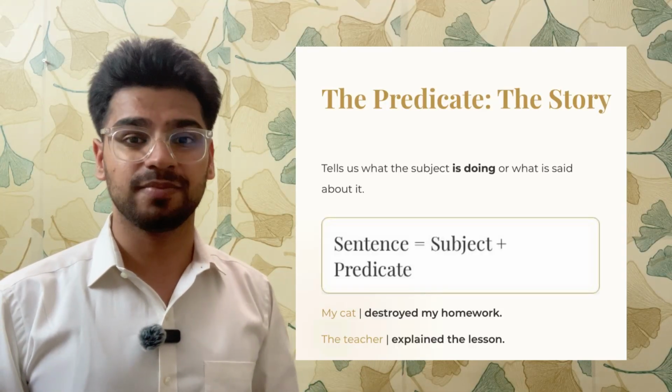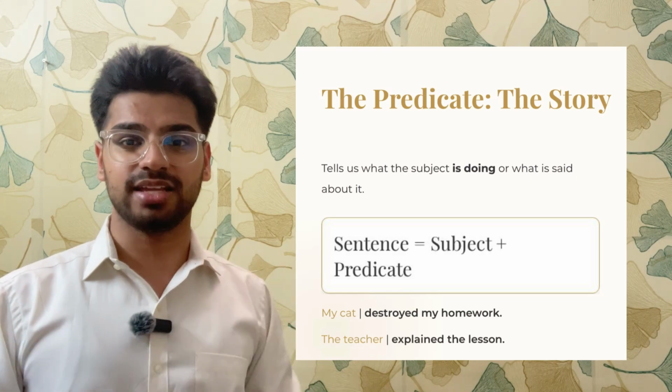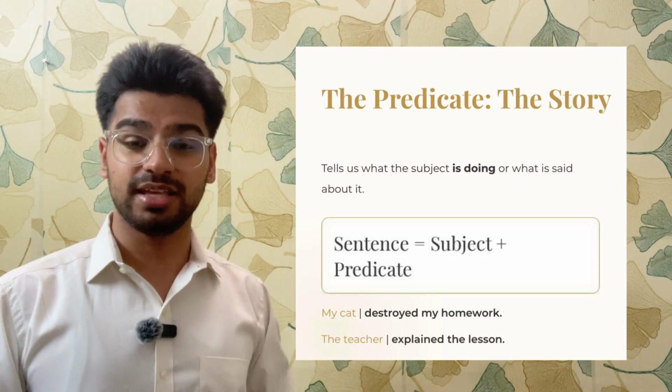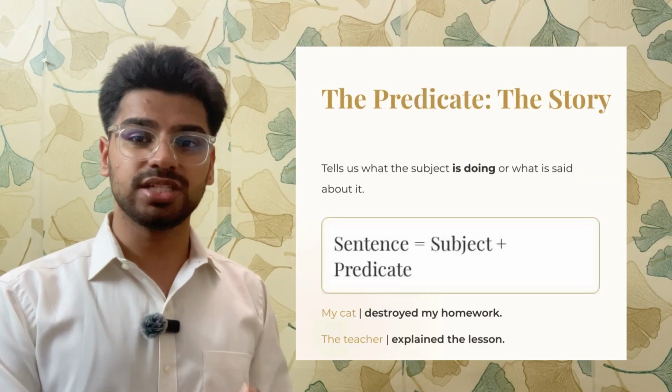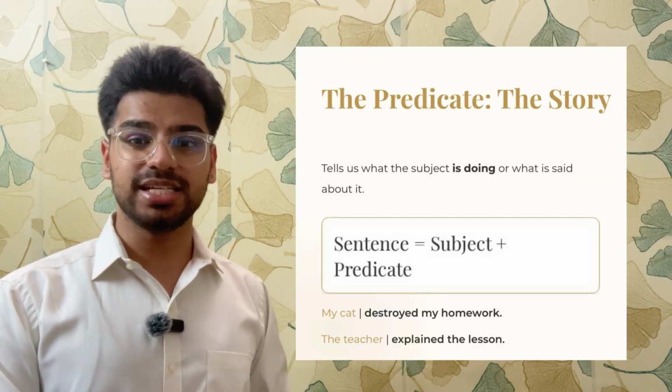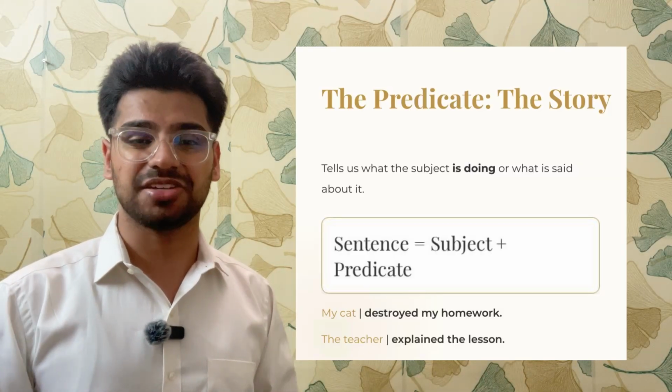Easy formula. Sentence is equal to subject plus predicate. Example: the teacher explained the lesson. Here, subject is the teacher and predicate is explained the lesson. As simple as that.